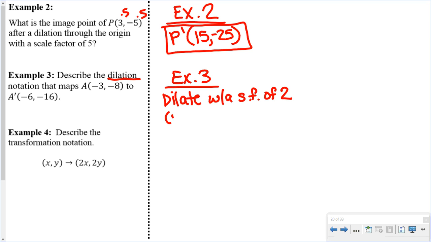Or if you wanted to write the notation to describe it, I'm okay with that. So that would look like this. Where you're taking that scale factor and multiplying it by both the X and the Y.